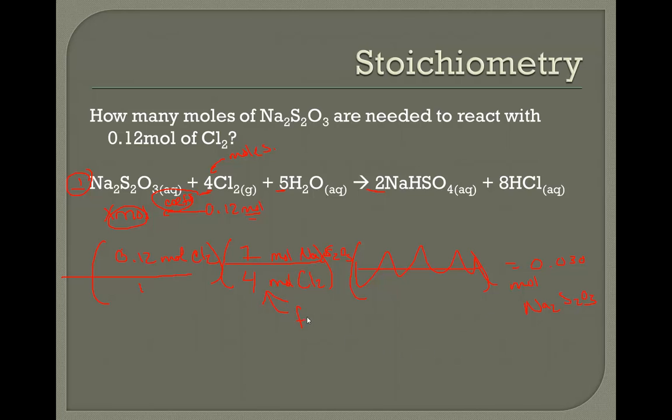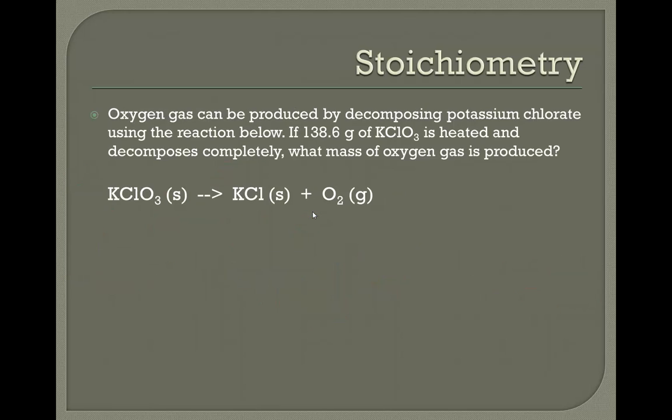Let's do a more complicated one. Oxygen gas can be produced by decomposing potassium chlorate using the reaction below. If 138.6 grams of KClO3 is heated and decomposes completely, what mass of oxygen gas can be produced? Before I even start, I'm going to glance at the equation and I notice that it's not balanced. So before I do anything else, I want to balance it. Always double check that your reaction is balanced.